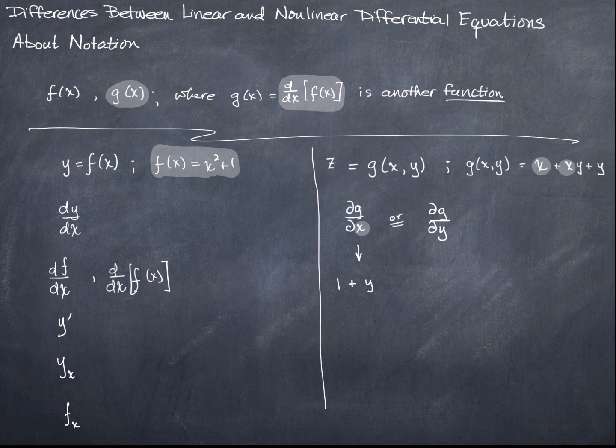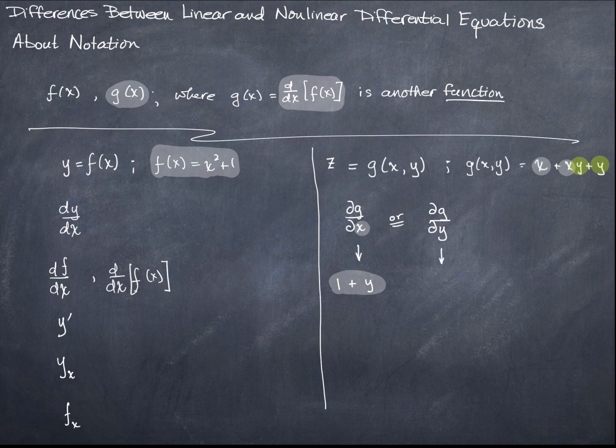And then plus the derivative of y. But since y is a constant, the derivative of that term is 0. So this is the derivative of the function g with respect to x. With respect to y, I hold x constant. So now y is my variable and x is my constant.